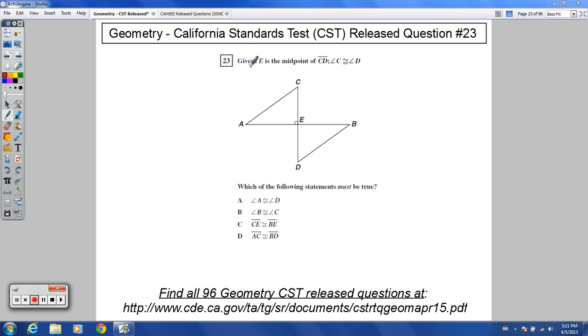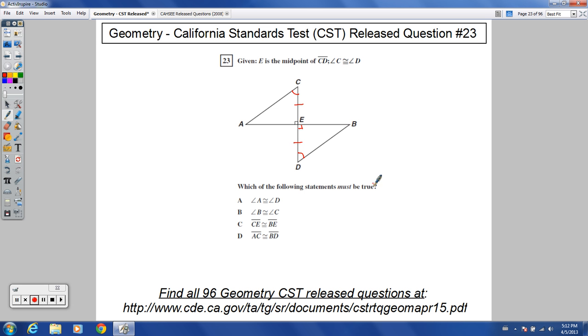Let's see. 23, we are given that E is the midpoint of segment CD and that angle C is congruent to angle D. So let's put some stuff in the picture based on that information. If it's the midpoint of CD, that means it cuts it in half, that these two segments, CE and DE, would have to be congruent to one another. We also know that angle C is congruent to angle D based on the given information, so I can put that in the picture. And based on vertical angles right there, since that's 90, I can say that that's 90 as well. And so what do I have here?